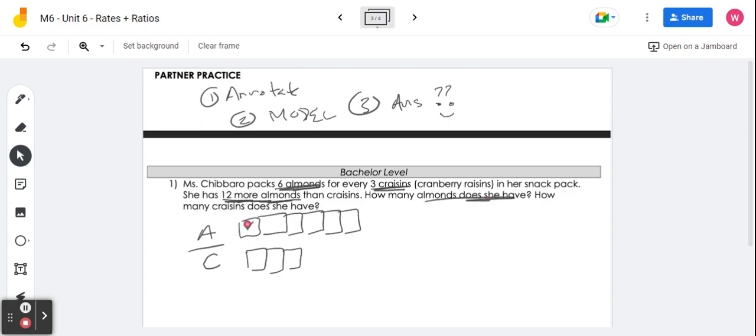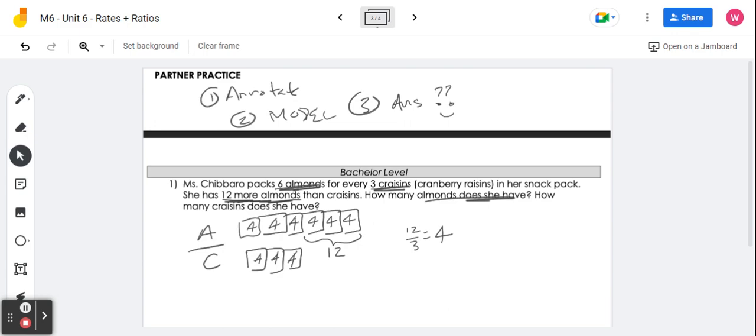So we can see 1, 1, 2, 2, 3, 3. So that means this is the extra, or the more than, that Mrs. Chavarro has for the almonds. And what does this equal? These 3 pieces of tape? Well, these 3 pieces of tape are equal to 12. To determine what 1 piece of tape would be, it'd be 12 divided by 3. That's equal to 4. So that means each piece of tape is equal to 4. So if that's 4, this is 4, this is 4, this is 4, and so on.